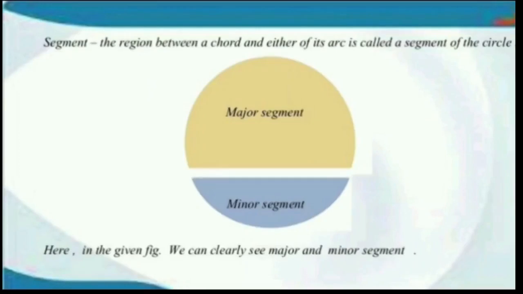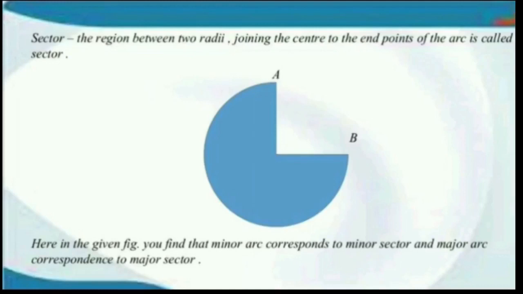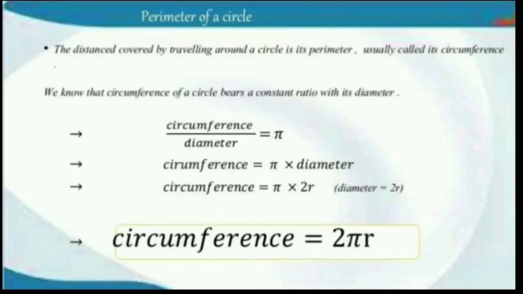The region between a chord and the corresponding arc is called the segment of the circle. A part of a circle is known as the sector. That means the region between two radii and the corresponding arc is known as the sector of the circle. These are the related terms of circles.